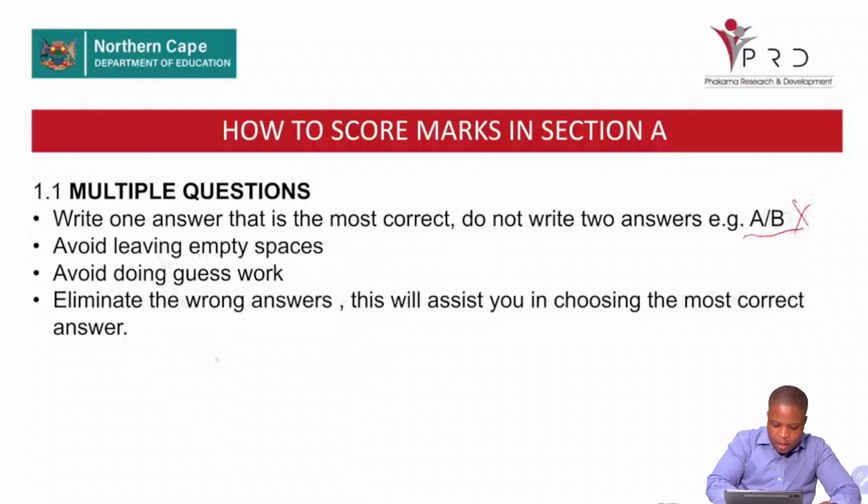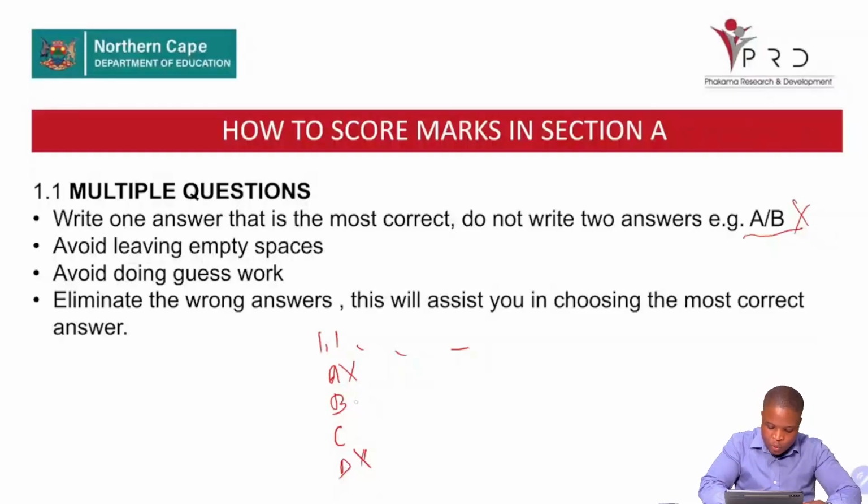So with this one, usually you have 1.1, there's a question. Then you are given A, B, C, D. So usually 2 answers are totally wrong, so you need to eliminate. If A and D are wrong, eliminate A and D. Then you are left with C and B. One of them is the most correct one. After eliminating these 2, then you'll have what? The most correct one. So try to eliminate the wrong answers first.